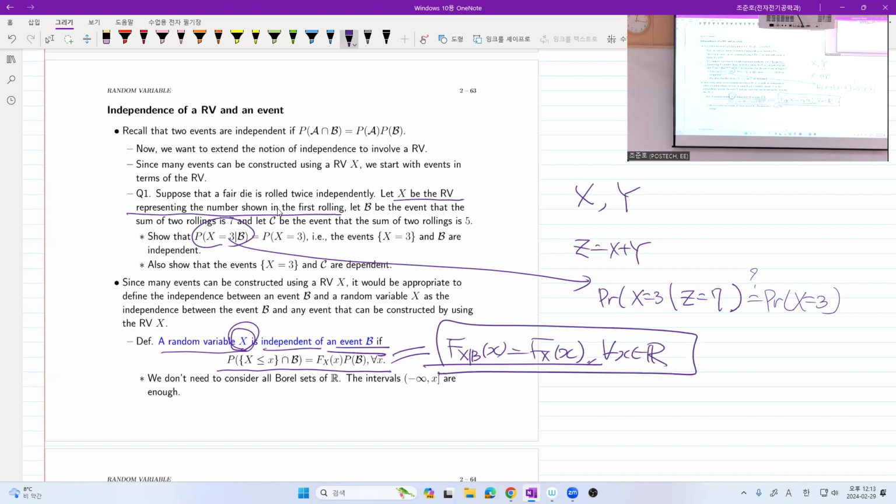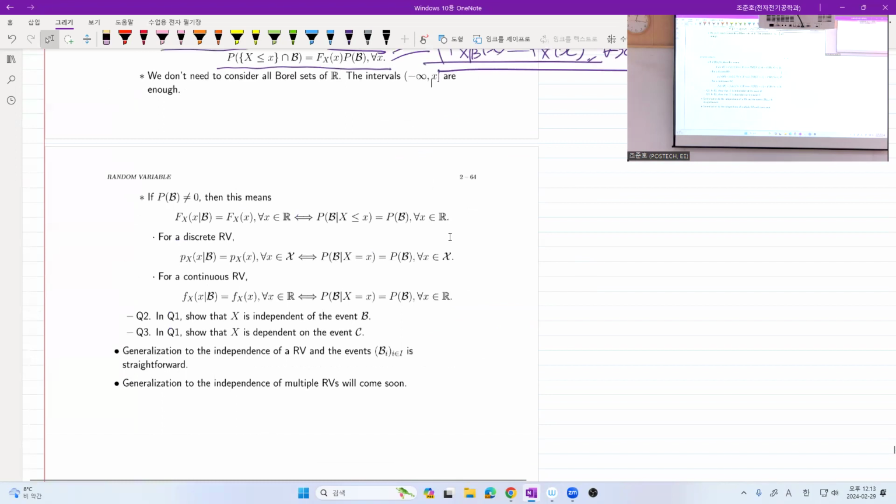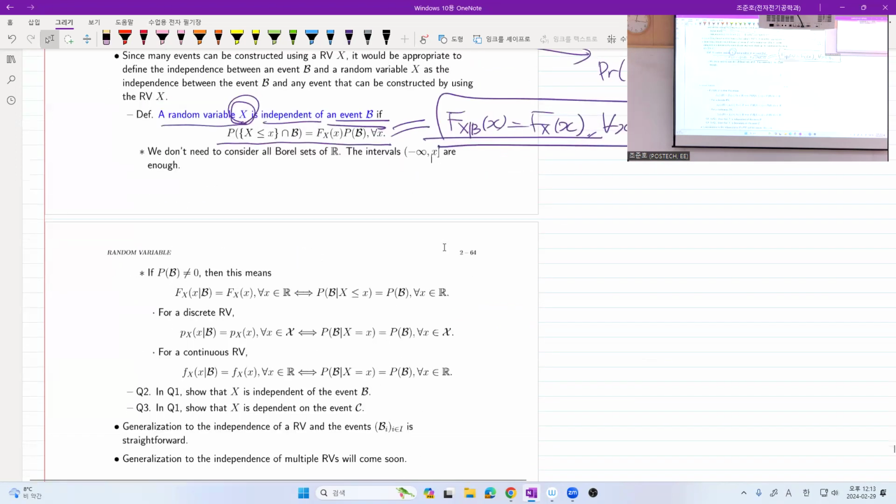Now it's over time, but it's very important. We are almost there. I will just stop here. So this is the idea of our extension. Any event could be restricted to semi-closed interval from negative infinity to some x. If that event for all x is independent of the event B, then the event and the random variable are independent. Got it?